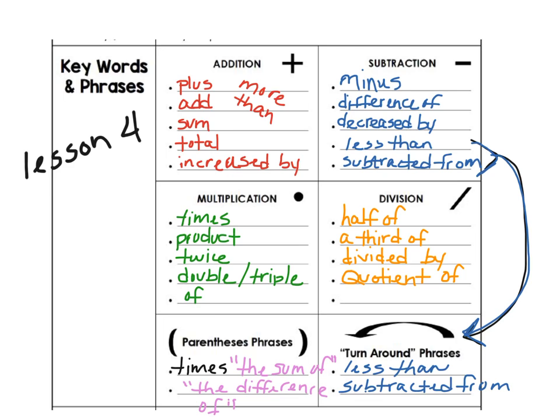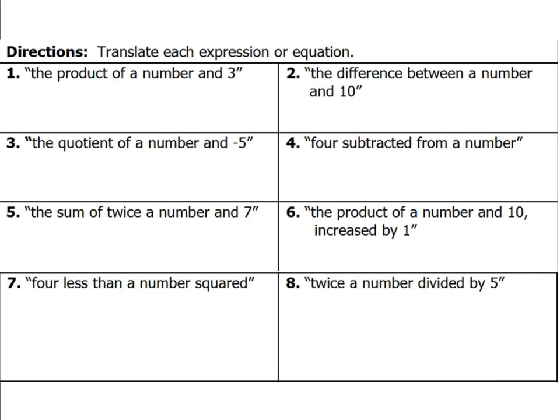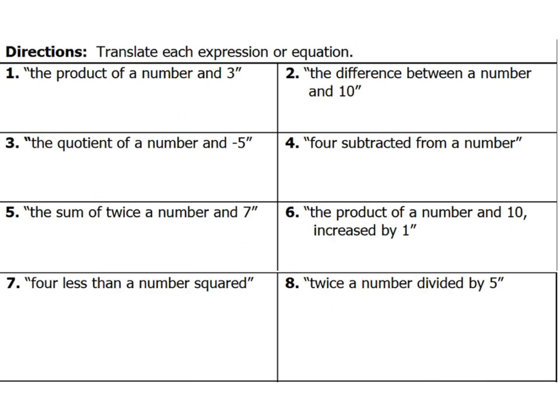So if you need more time to copy this down, go ahead and pause the video. If you're ready to move on, let's go see some more examples of how we're going to use this. Okay, so it says translate each expression or equation. So I am going to be color coding just like I do in class. Okay, and I'm going to be annotating. So here's my annotations. Whenever I see something that tells me to add, subtract, multiply, or divide, I'm going to underline it.